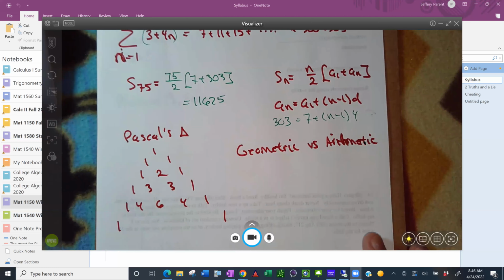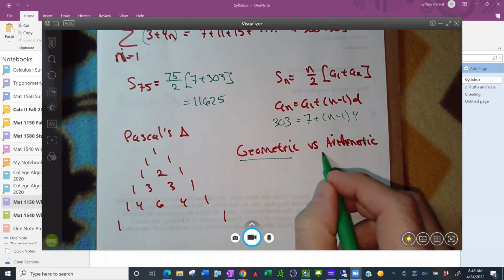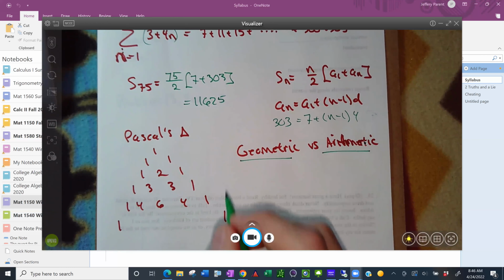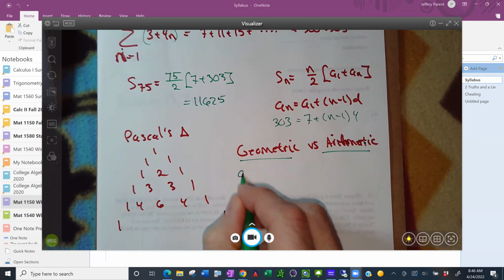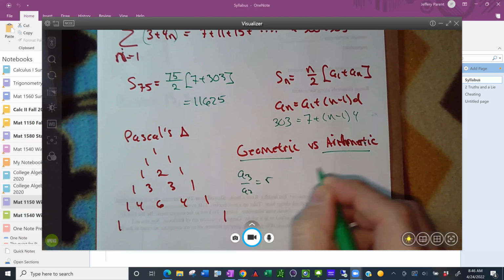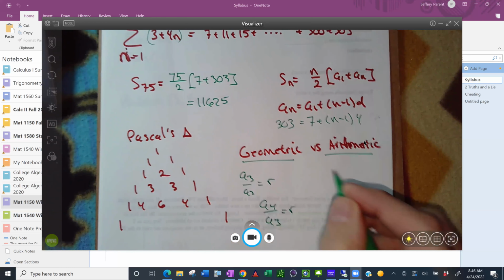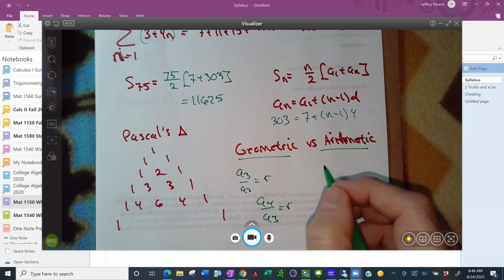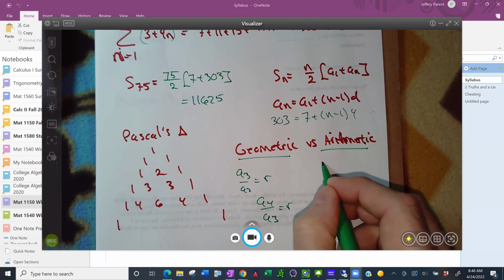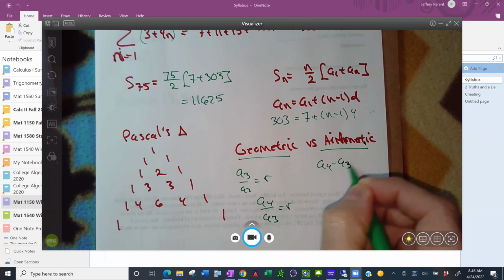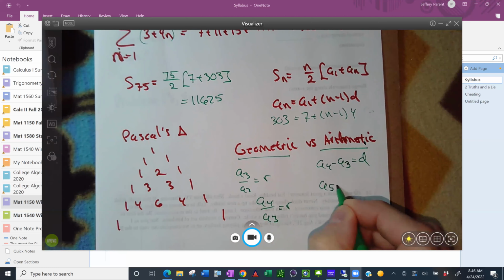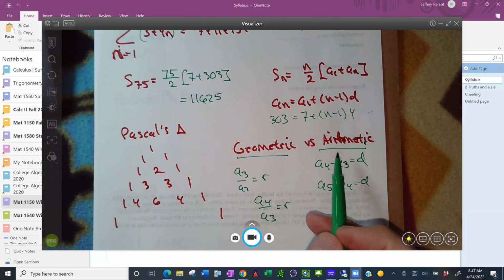The things that I want to quiz you on are things that are going to be important moving forward. So maybe just a little bit of light stuff, geometric versus arithmetic. Geometric means that there's a common ratio between, say, a sub 3 and a sub 2, gives you r, or a sub 4 and a sub 3 would also give you that same r. For arithmetic series, it's a common difference. So a sub 4 minus a sub 3 is that common difference, or a sub 5 minus a sub 4, again, is that common difference. You should know the difference between the arithmetic and geometric.